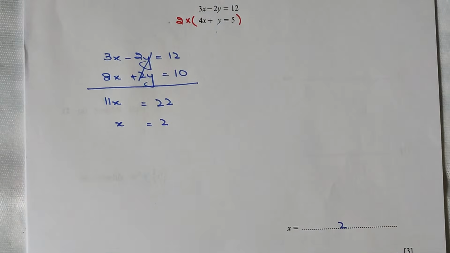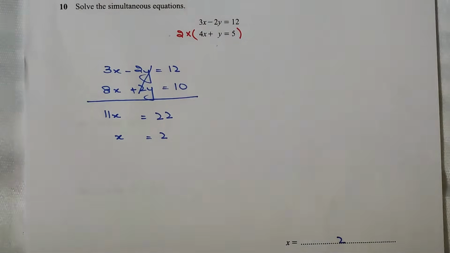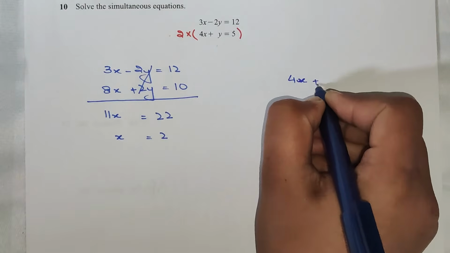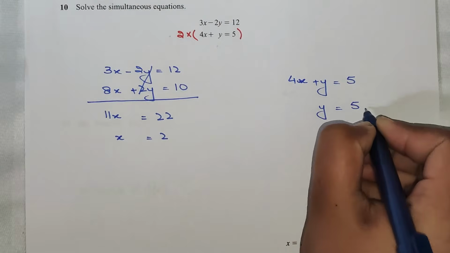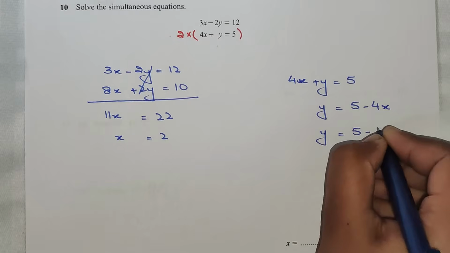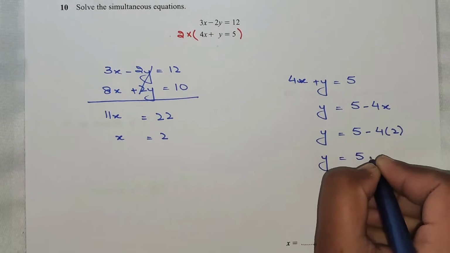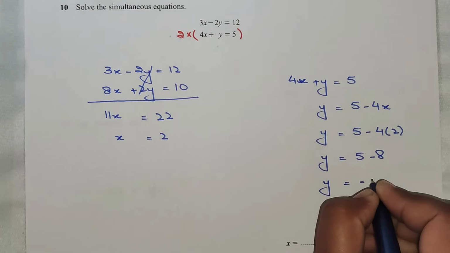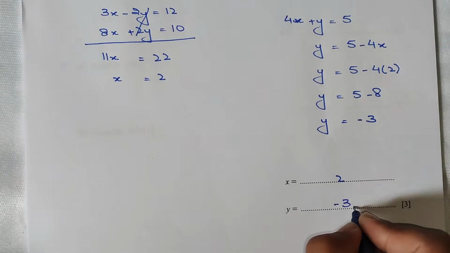Now we can substitute the x value into the first equation or second equation and solve for y. So I would like to substitute into the second equation, 4x plus y equals 5, and from here y would be equal to 5 minus 4x. So y would be equal to 5 minus 4 times x, which is 2. So y would be equal to 5 subtract 8. So the y value is negative 3. So x is positive 2 and y is negative 3.